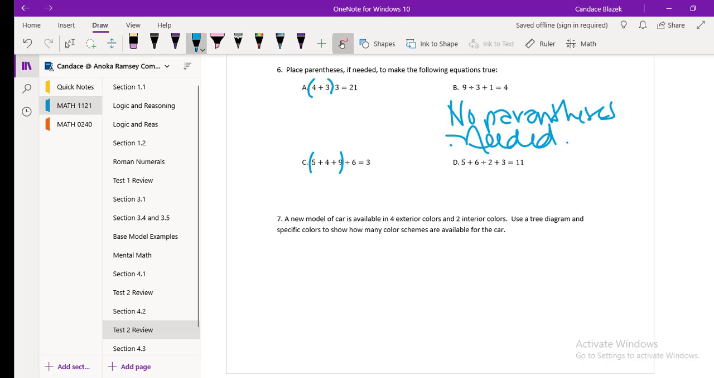And then D. 5 plus 6 divided by 2 plus 3 is equal to 11. Now, if I did our order of operations, I would take care of the 6 divided by 2 first, and that would be a 3. So 5 plus 3 plus 3 is 11. So I would say here that no parentheses are needed.